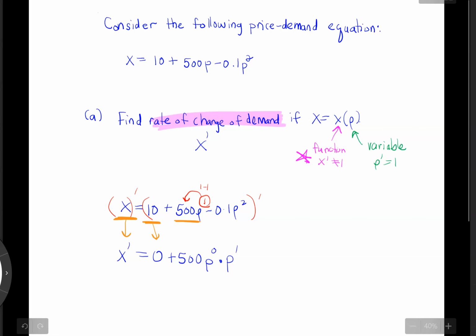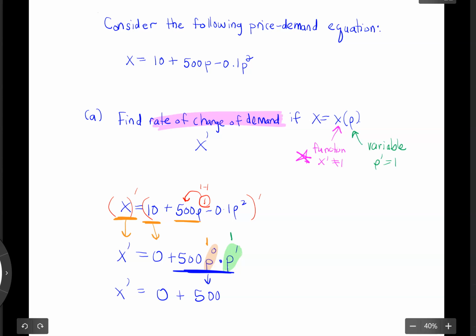I can clean this up a little bit, right? Because I know that any non-zero base to the 0 power is just going to be a 1. I also know that P is a variable, so the derivative of P is also just going to be a 1. So if I do 500 times 1 times 1, I'm just going to get 500 there. So X prime is going to equal 0 plus 500 when I multiply all that together.